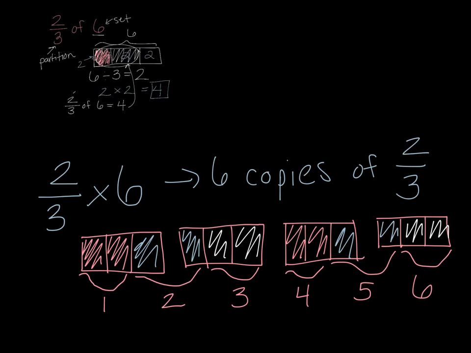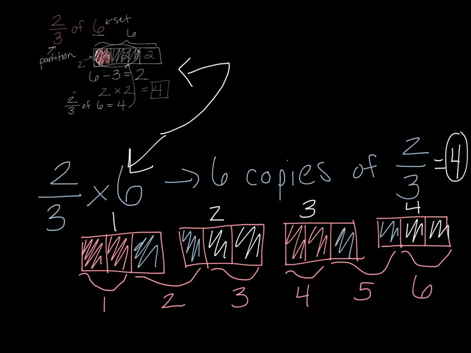Now you can hopefully see my 6 copies of 2/3, and you'll notice that I have 1, 2, 3, 4. So that's 6 copies of 2/3 equals 4 total. So 2/3 times 6 ended up being the same thing as 2/3 of 6.